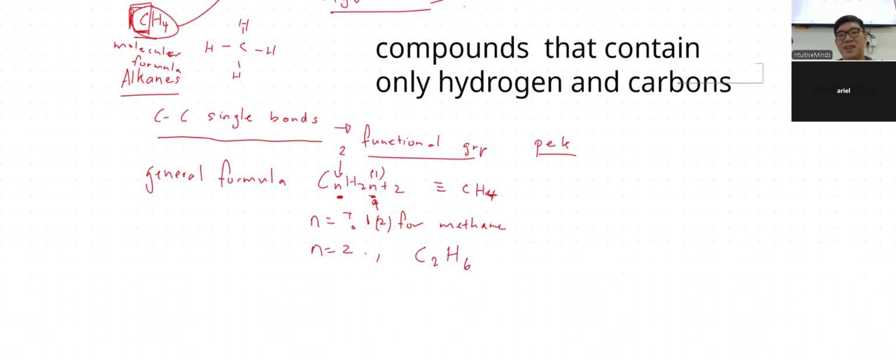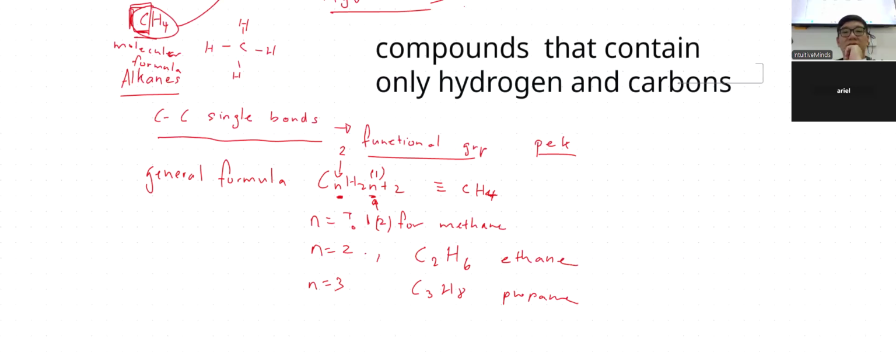Now, can you name the member? Ethane. Now, what about n equals 3? Then it will just become propane. And then so on, so on.